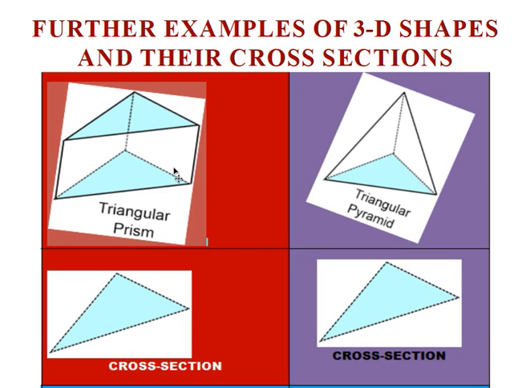We have triangular prism, we have triangular pyramid. Let's look at their cross-sections. When you take a triangular prism, its cross-section is a triangle. When you take a triangular pyramid, its cross-section is also a triangle. Let's move on to another 3D shape and its cross-section.